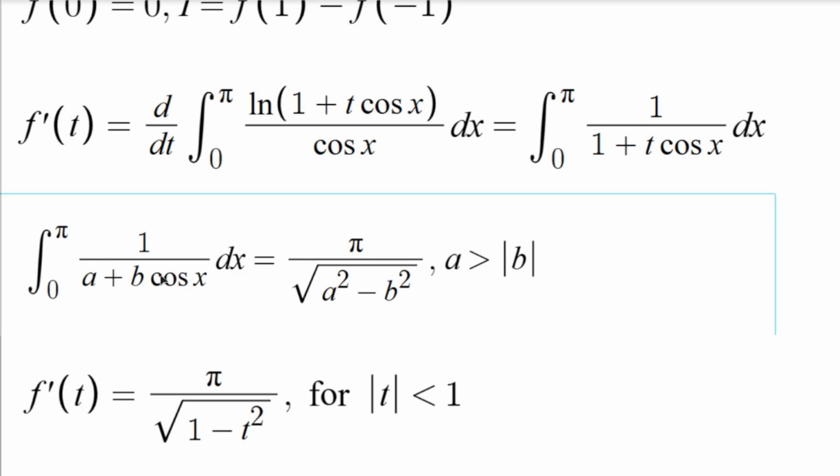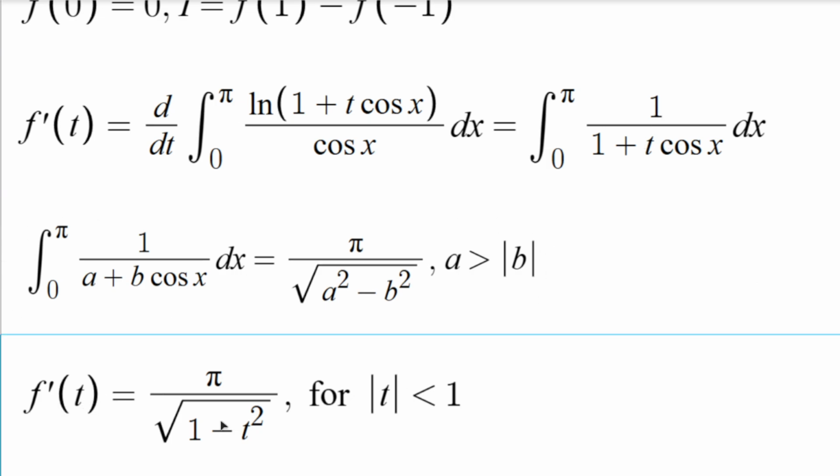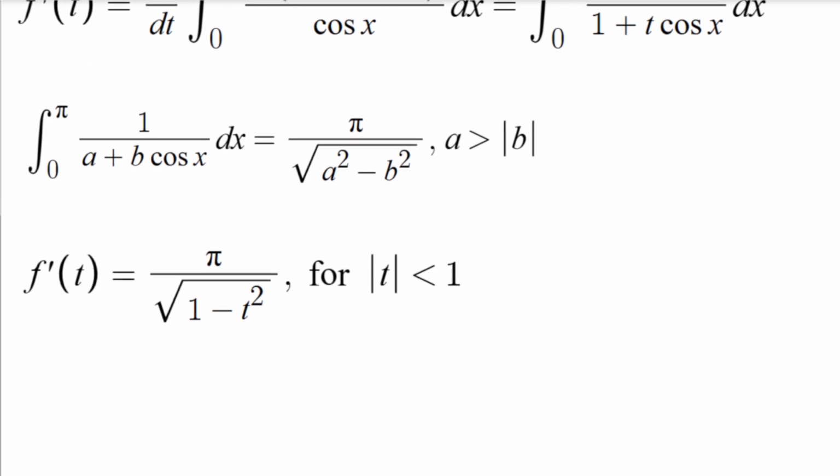So plugging in a is equal to 1 and b is equal to t into our formula here, we get f prime of t is equal to pi over the square root of 1 minus t squared for absolute value of t less than 1. All right.